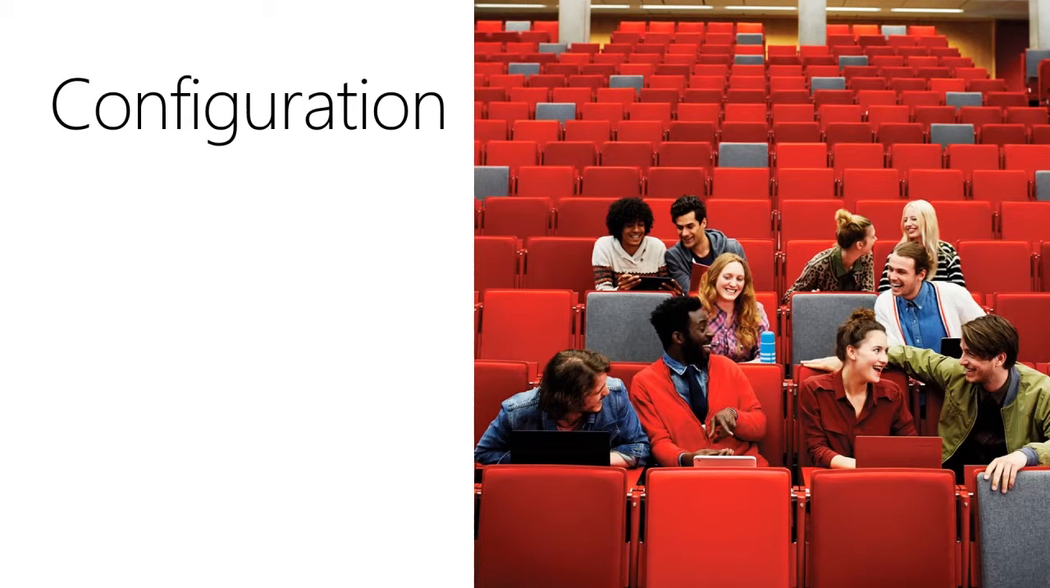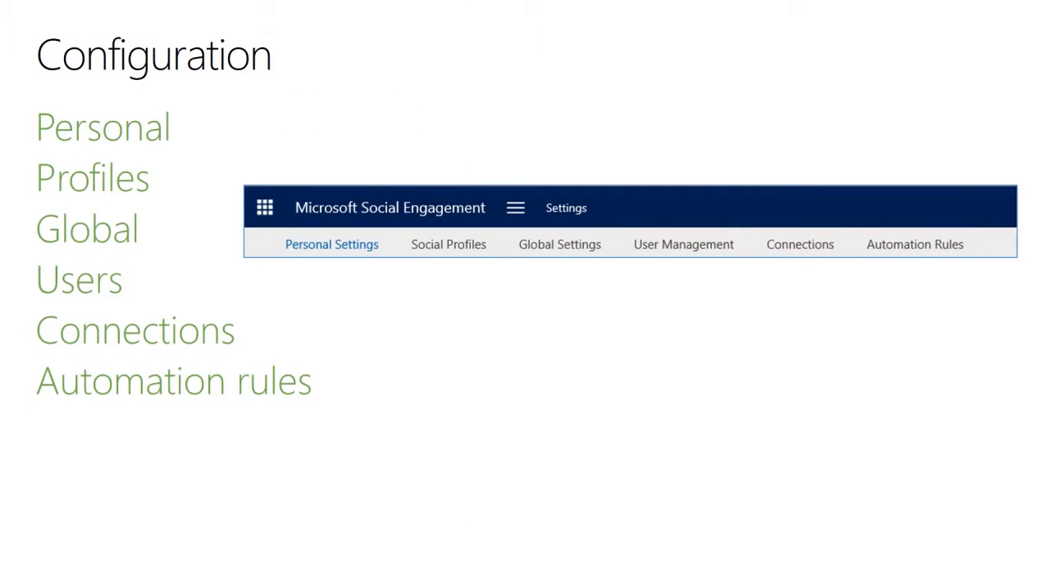Now that we've connected our Dynamics 365, let's go ahead and talk through some of our configuration choices. We have some parent level choices: personal settings, social profiles, global settings, user management, connections, and automation rules. We'll discuss each of those here in some detail, but most of those are covered throughout the course in the different things that we're learning to configure and to complete.